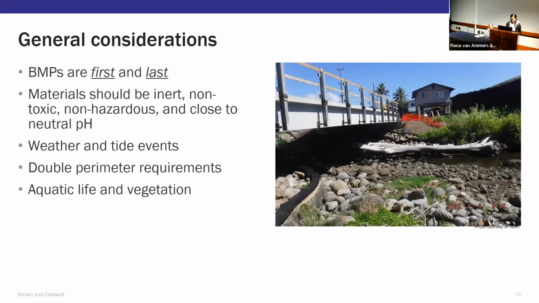BMP design and installation and maintenance should take into account weather and tide events, such as flash floods or king tides. If you're working within 50 feet of state waters or undisturbed natural buffer less than 50 feet is used, double perimeter control BMPs are required to be installed and spaced a minimum of 5 feet apart from each other. And finally, don't forget about the aquatic life and vegetation.